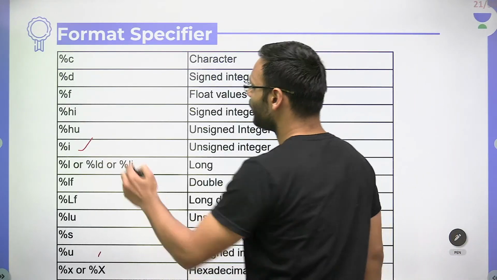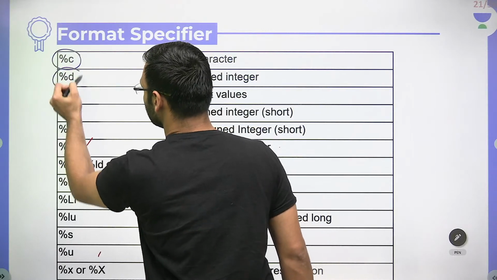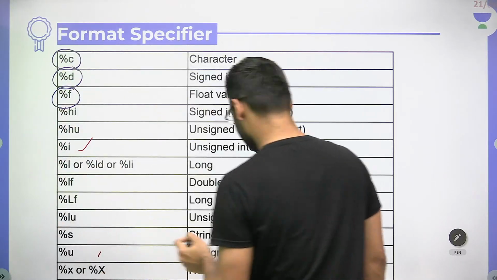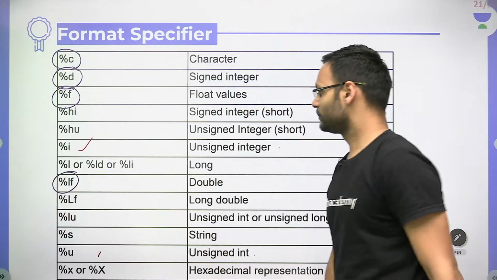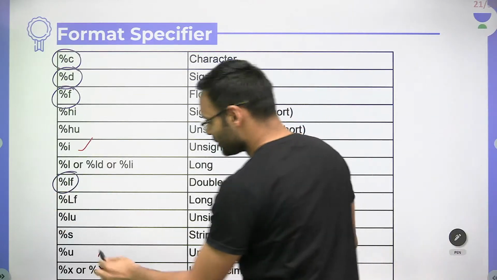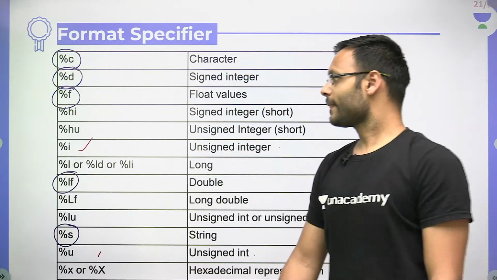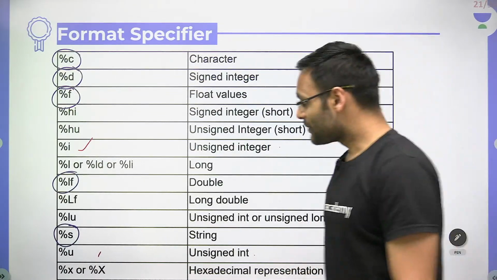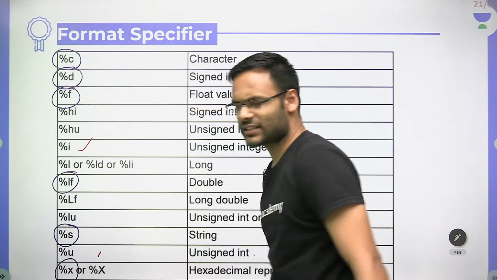What basically will you have to remember? 1, 2, 3 and 4. That's it. And this string. Sometimes this also, hexadecimal. That's it.